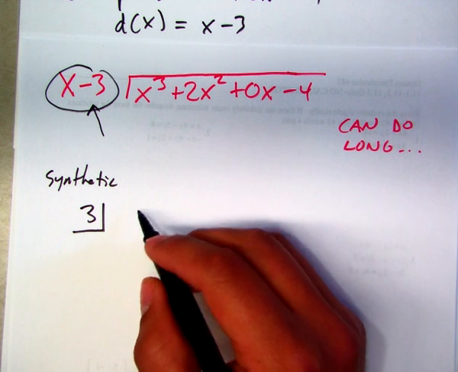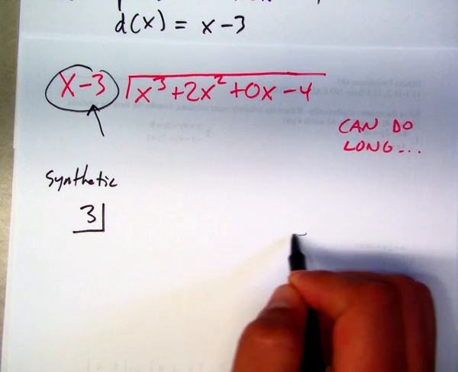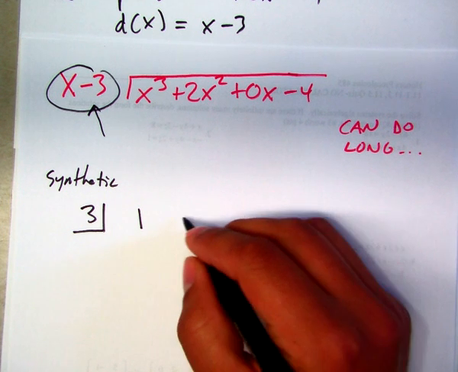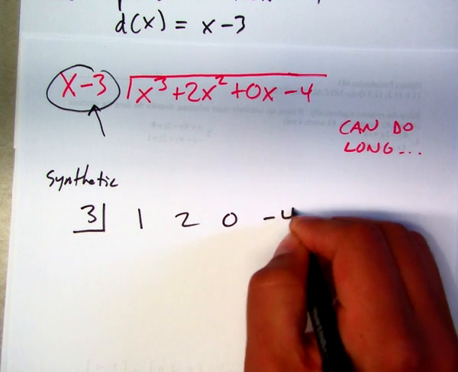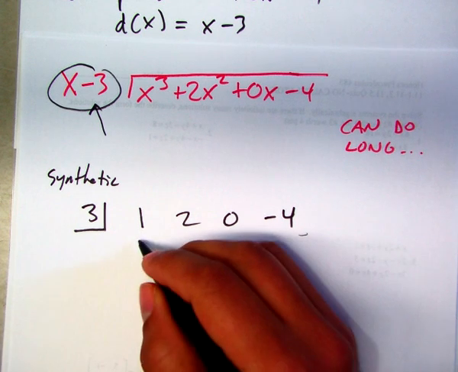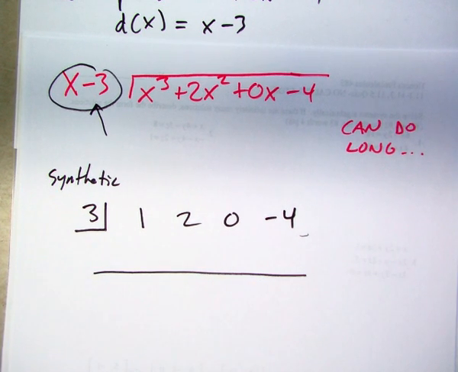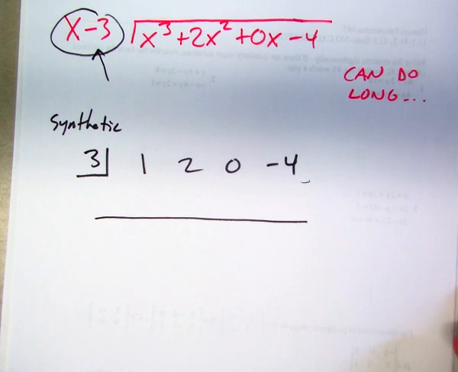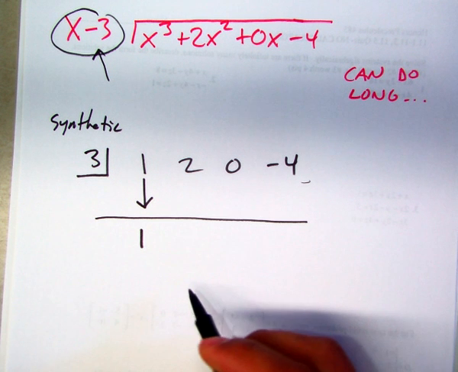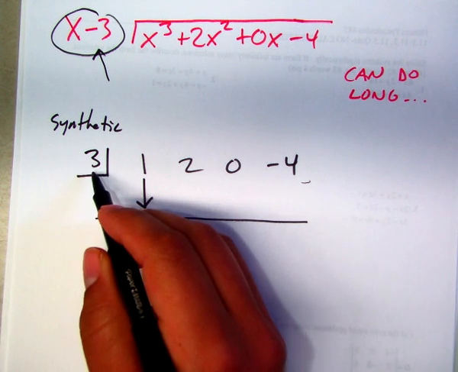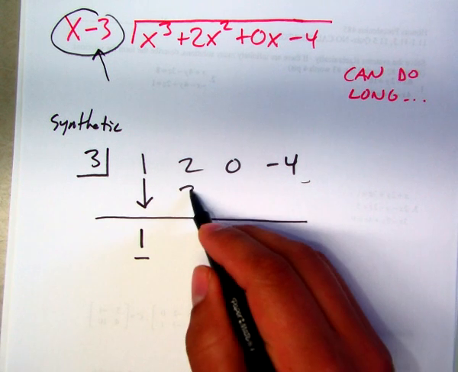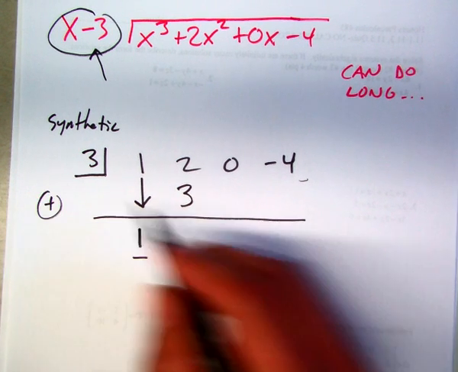What do I write down here? 1, 2, 0, negative 4. Do you guys remember the steps? Bring down the 1 is the first step. 3 times that, right? Write it down. And then all you do is multiply this number with the number in the little box. And then you keep adding and repeat. So what's 1 times 3? Add it up. And now repeat. Multiply 3 and 5.